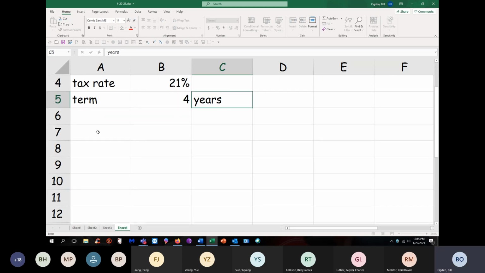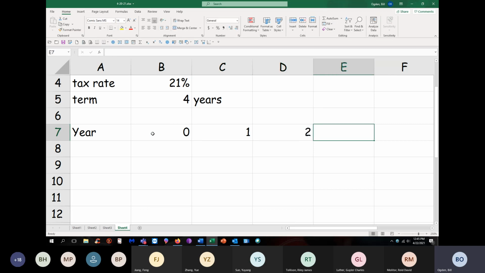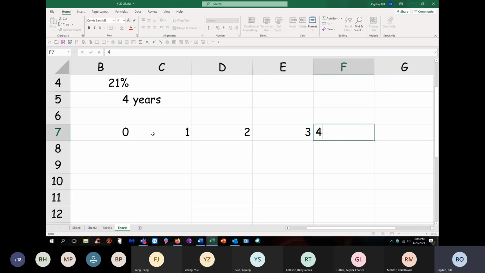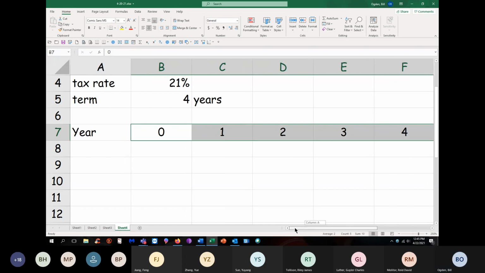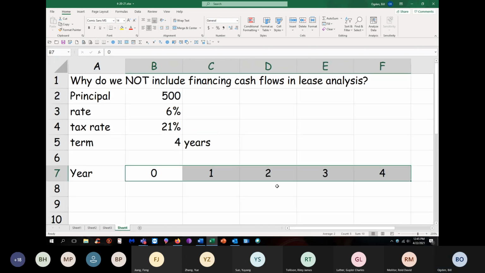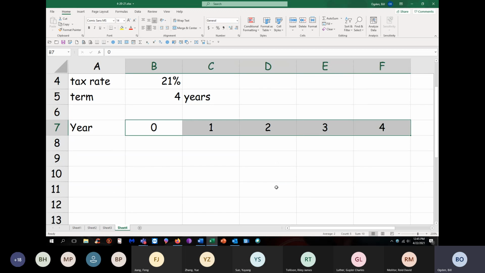All right. So let's start out and let's have our year. And so we'll have year 0, 1, 2, 3, and 4. All right. So let's make these pretty. Underline them. I tend to get kind of picky about my spreadsheets, try to make them nice and pretty.